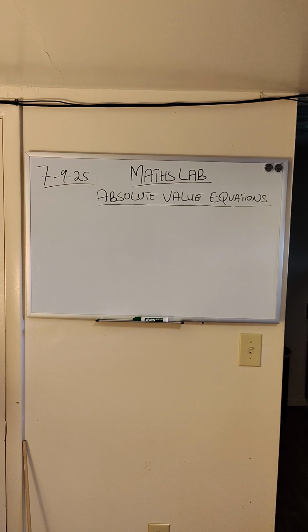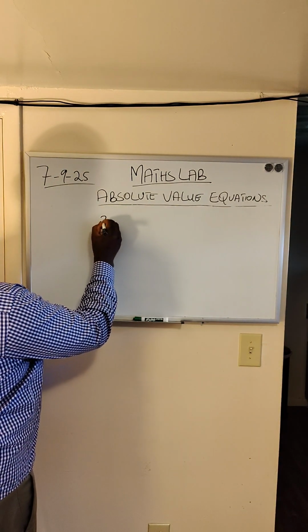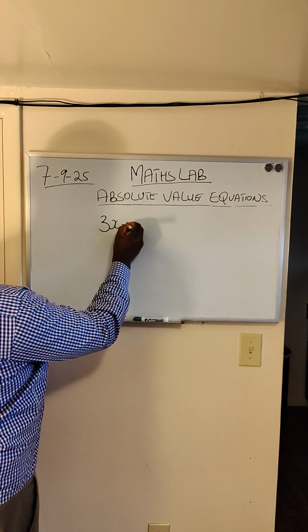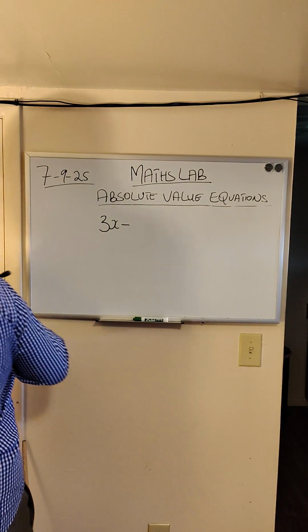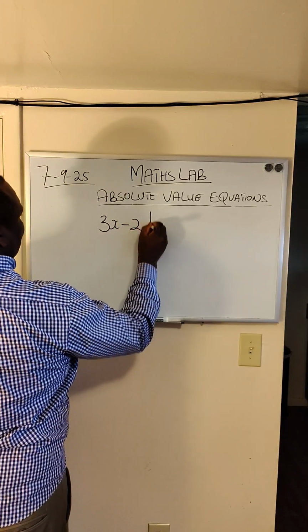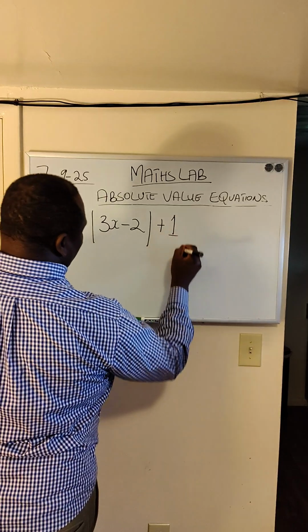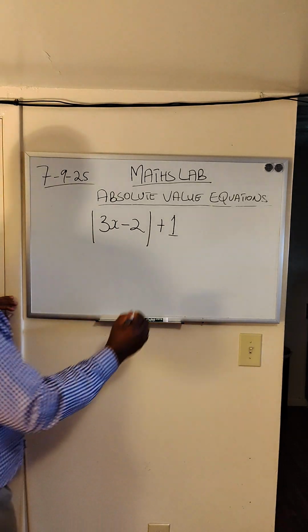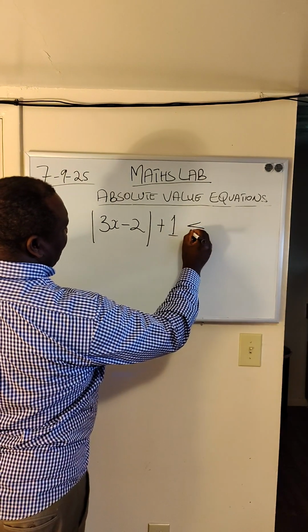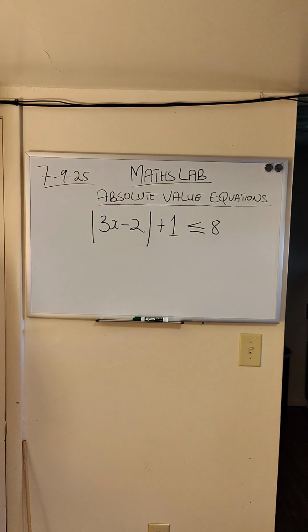And now what we have is the absolute value of 3x minus 2, with the two lines in between, plus 1, and that is less than or equal to 8.